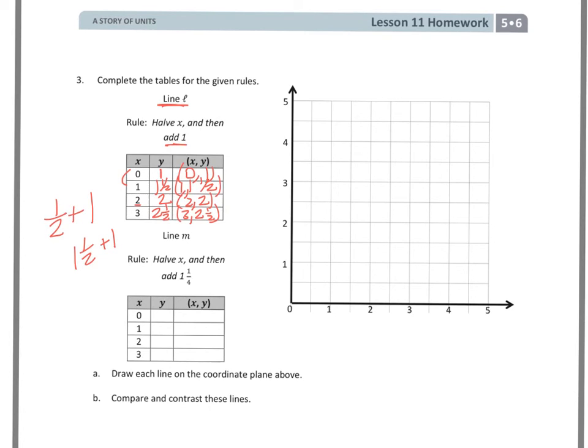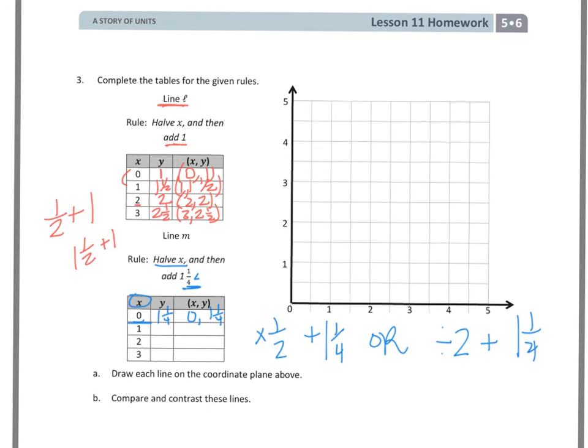And then I'll do the same thing down here. Half x, then add 1 1/4. So that's what you'll do to this one. You'll take half of the x value and then add 1 1/4 to it. So I'll do the first one for you. Half of 0 is 0, plus 1 1/4 is 1 1/4. So I have 0 and 1 1/4. So you're going to use that rule, either times a half plus 1 1/4, or divide by 2, then add 1 1/4. So we're taking half of it.